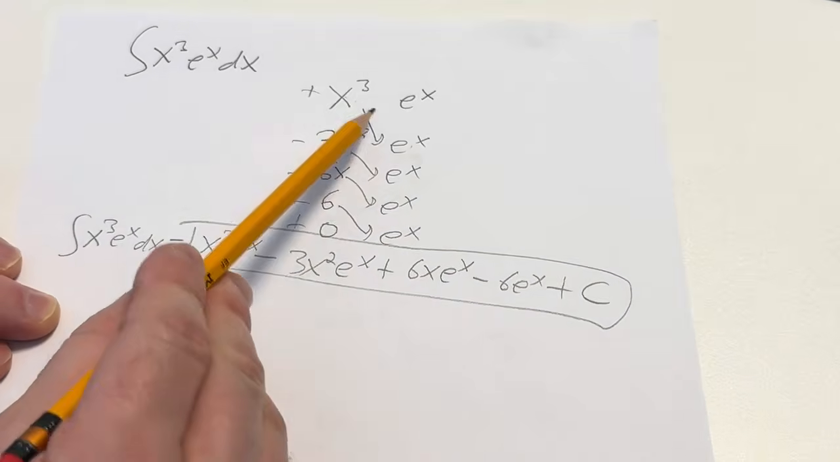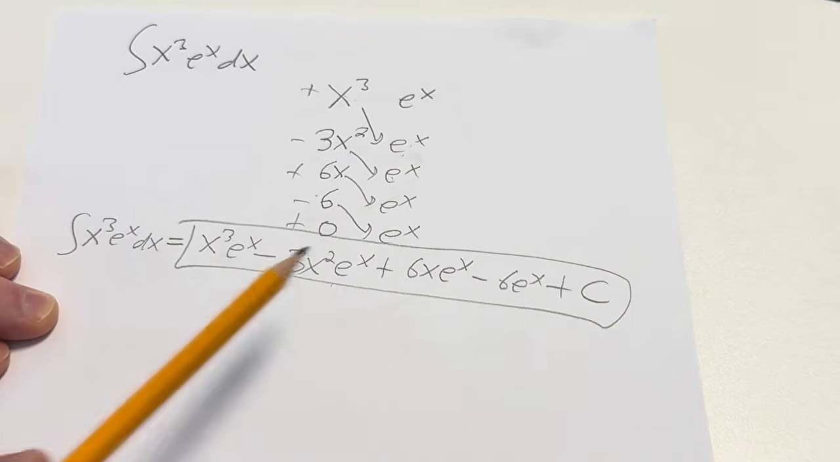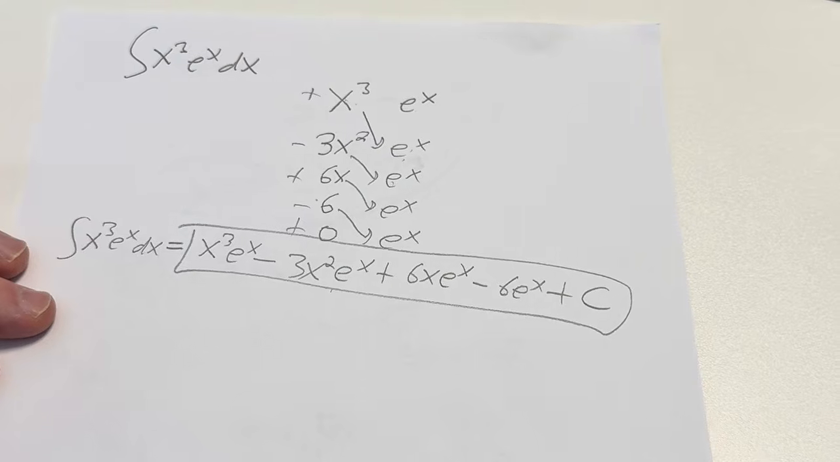Let's just double check. x cubed e to the x minus 3x squared e to the x plus 6x e to the x minus 6 e to the x plus our constant of integration, capital C.